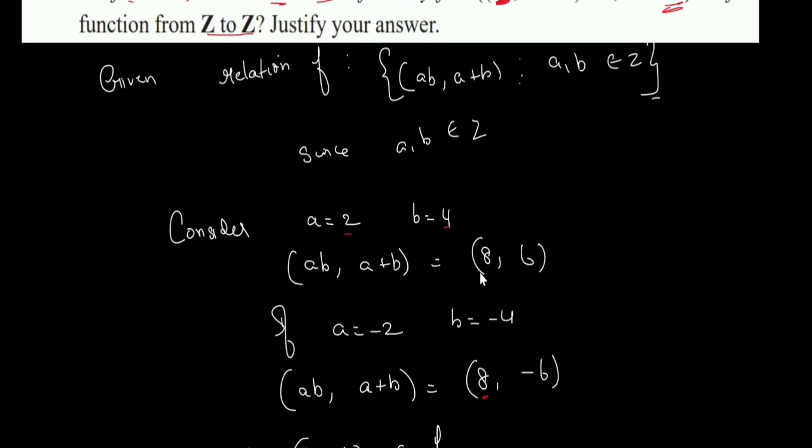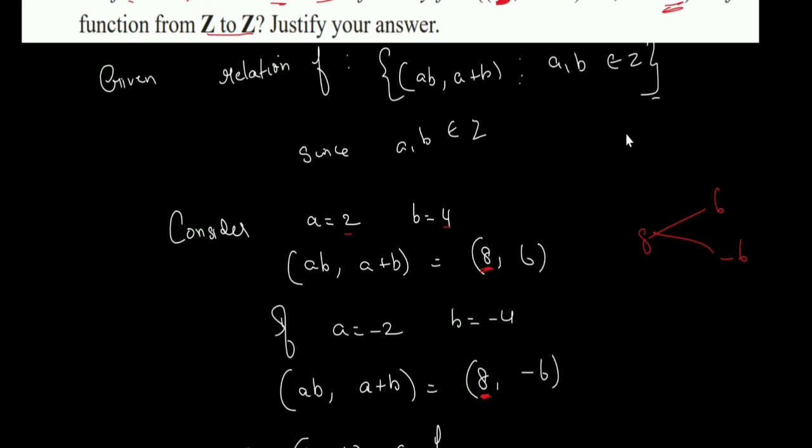So you cannot have the same first element (a, b), because a and b are integers. If I take a as 2 and b as 4, and then a as minus 2 and b as minus 4, you get 2 into 4, 8. 2 plus 4, 6. Minus 2 into minus 4, 8. But when you add, you get minus 6. That means 8 has two images, 6 and minus 6. You will have so many elements like that.